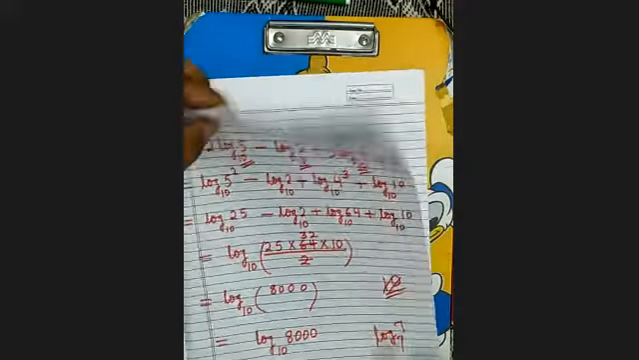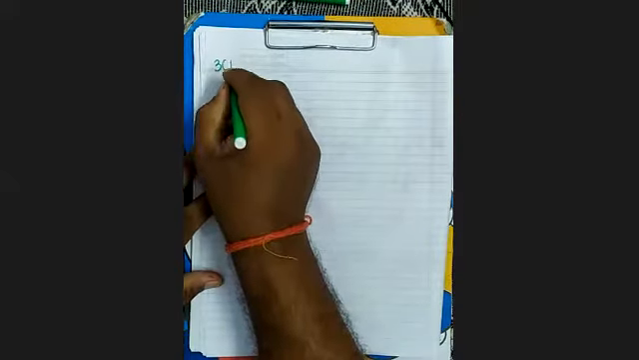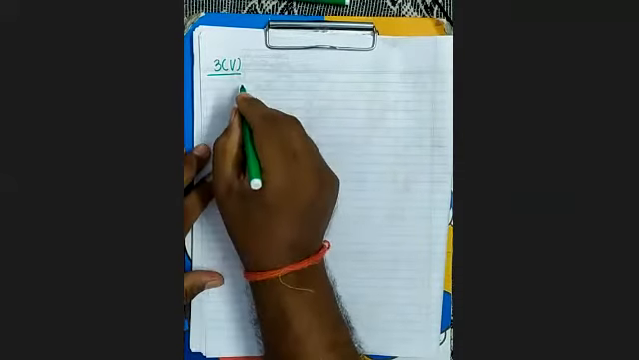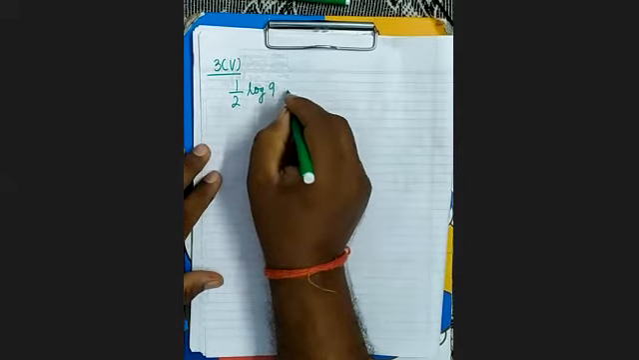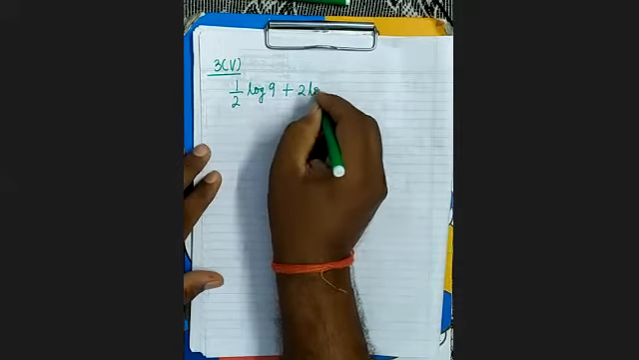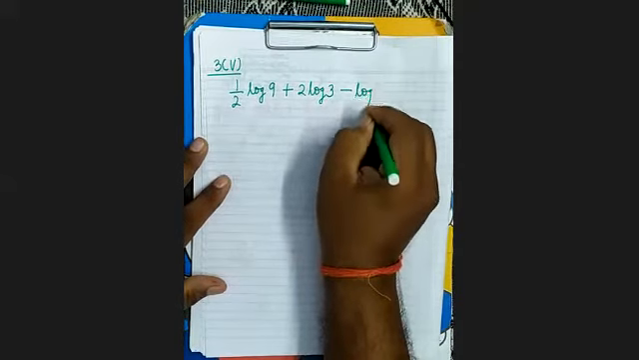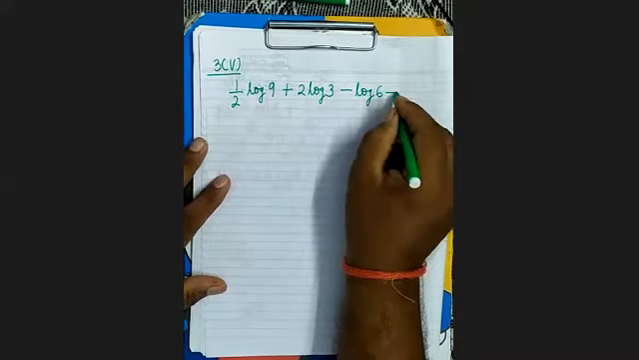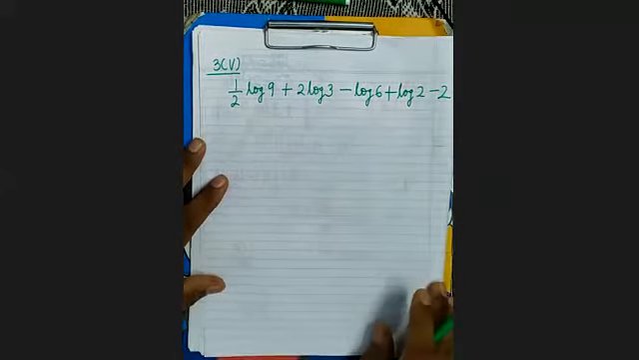So I am going to do the last part of this question. What is the last part? One upon 2 log 9 plus 2 log 3 minus log 6 plus log 2 minus 2. It is clear.